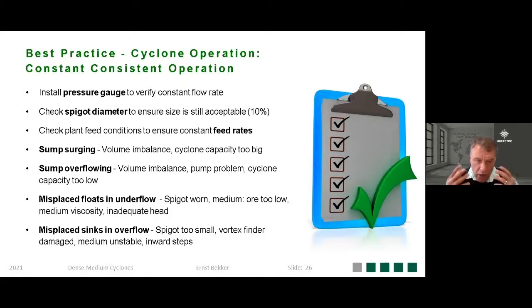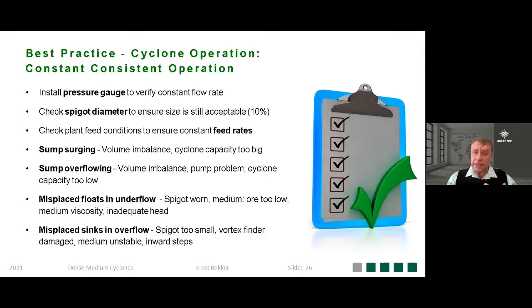If you want to have a constant operation, install a pressure gauge. Many operations do not have pressure gauges or they don't have working pressure gauges. Now, the thing is, the pressure gauge can indicate if there's fluctuations in the process. I cannot look at the cyclone and see fluctuations sometimes, while the pressure gauge can pick it up. Very valuable tool. Check the spigot diameter. We normally recommend the spigot diameter to wear up to 10% of the original diameter.